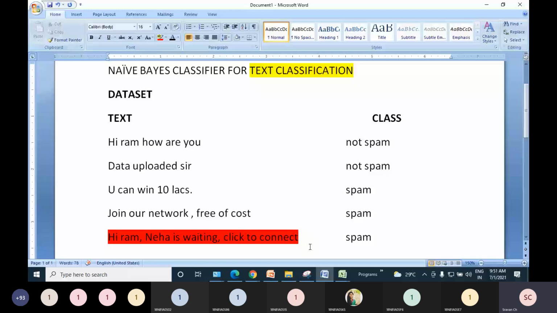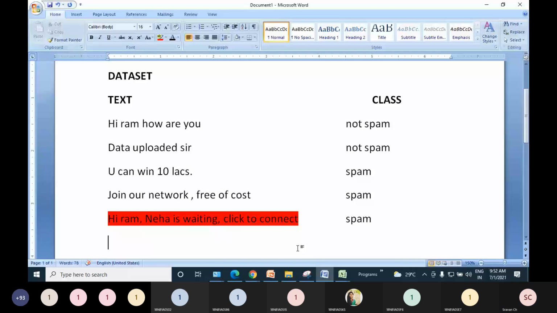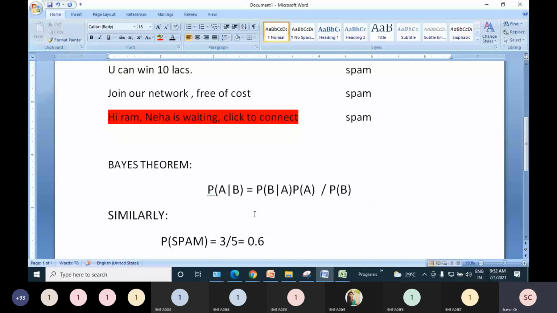If you look at the data set, I have 5 examples. Of these 5 examples, 3 are spam and 2 are not spam. So this is the data set. Moving on, we know very well what Bayes theorem is. Probability of A given B is equal to probability of B given A, multiplied by probability of A, divided by probability of B. This is the normal Bayes theorem, which we have been seeing for many days.